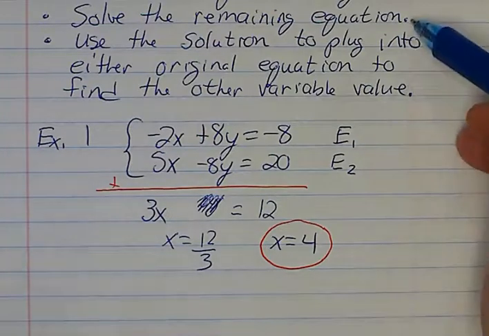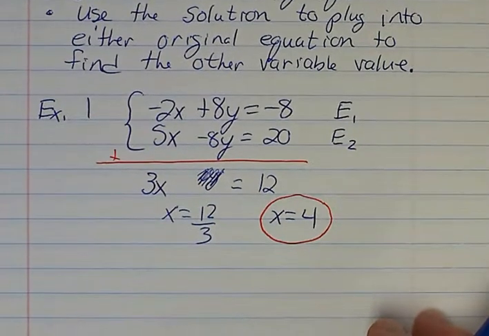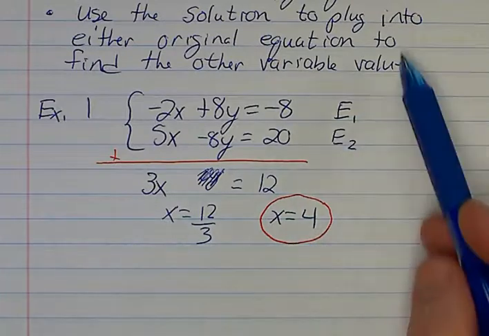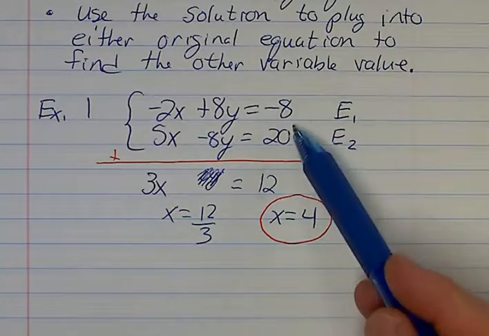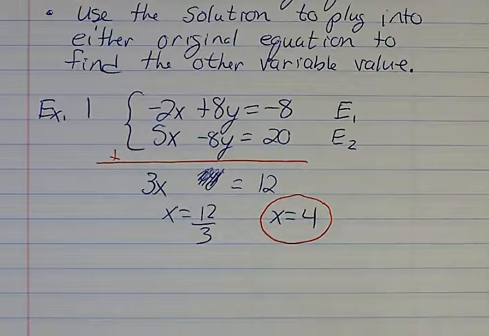Okay, so now we've solved this equation. So now that bullet's basically checked off. So here's what we're going to do now. We're going to take this solution and plug it back into either one of the two original equations, and that's going to give us the value for y. So you've got to have a value for x, and you've got to have a value for y when you go through these parts.